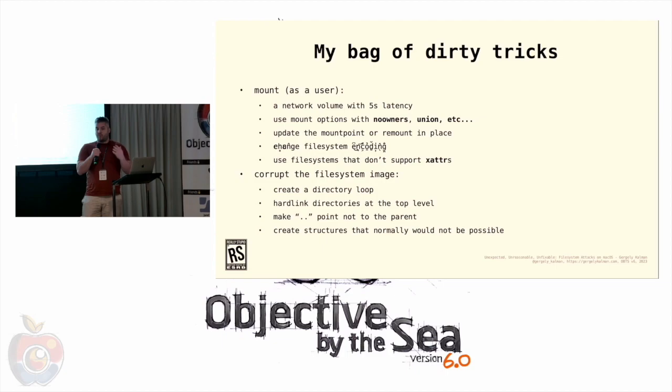You can pick options. You can change the options at runtime. You can update it in place. You can even change the file system encoding in some places. You can just use file systems that do not support extended attributes at all. And you can corrupt the file system image, which is just glorious, and is the holy grail, really the idea why you shouldn't be doing this in the first place.